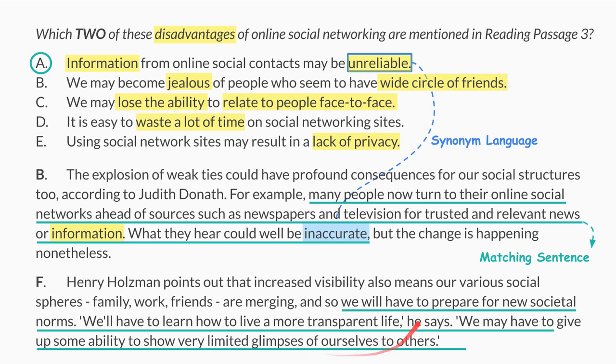So here it talks about a disadvantage, and now that I have located this area, I'm going to start looking for the keywords from my answer choices. Basically, I want to see what answer choice is going to be the best fit. So over here, it talks about how we have to now live a more transparent life. That is synonym language for lack of privacy. So using social network sites may result in a lack of privacy. So that is going to be our second disadvantage. So the correct answer choice is going to be E. So those are the two disadvantages, letter A and letter E.